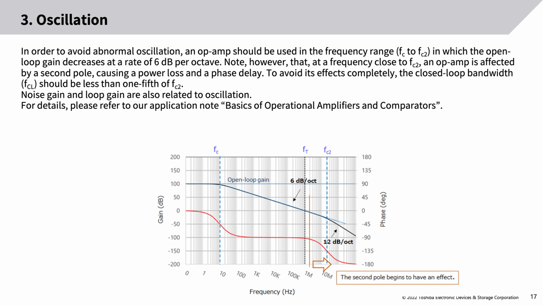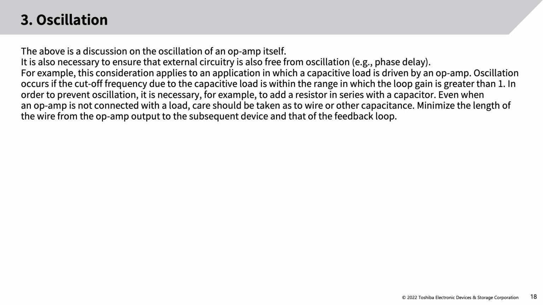Noise gain and loop gain are also related to oscillation. For details, please refer to our application note Basics of Operational Amplifiers and Comparators. The above is a discussion on the oscillation of an op-amp itself. It is also necessary to ensure that external circuitry is also free from oscillation, e.g., phase delay.